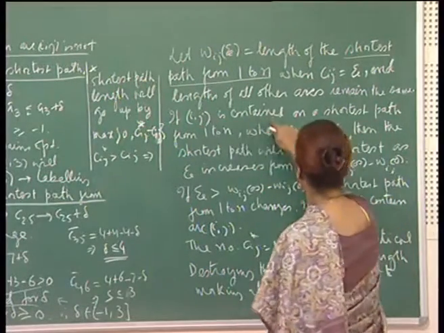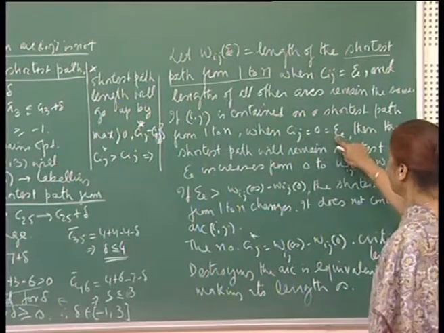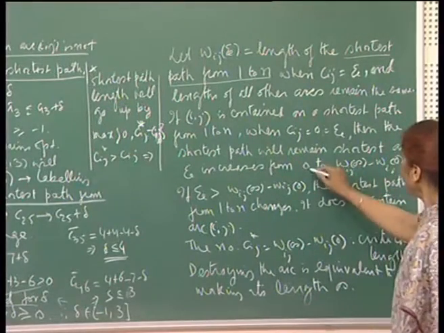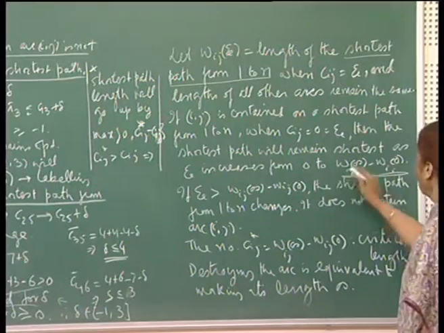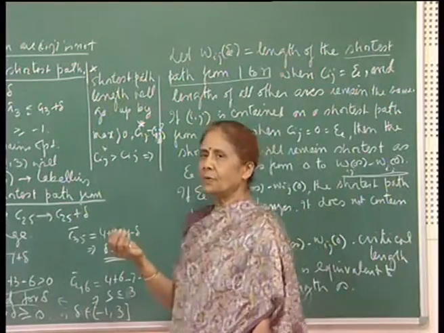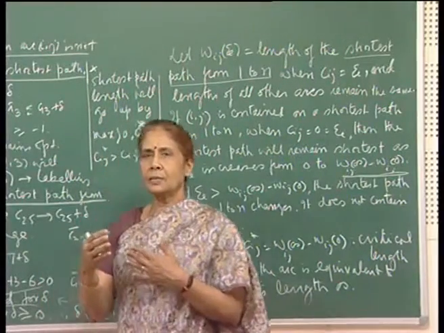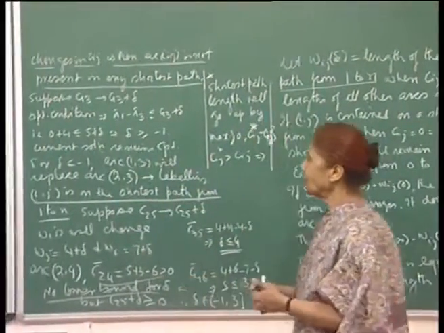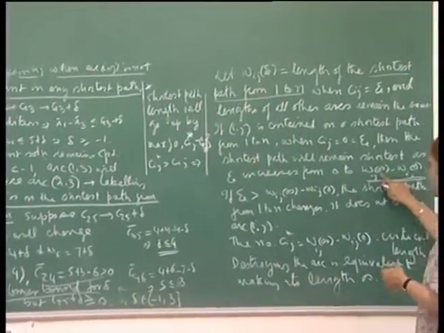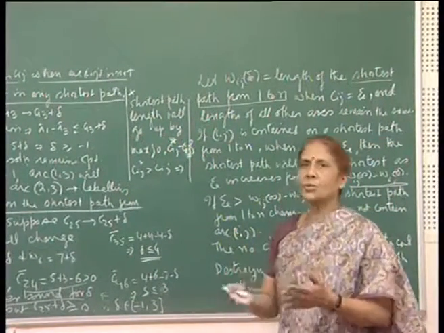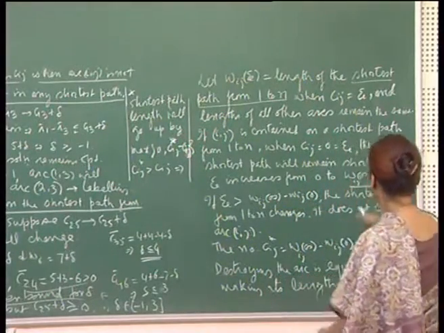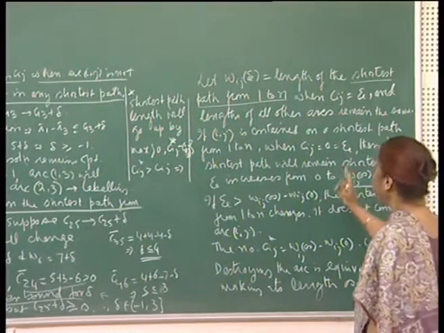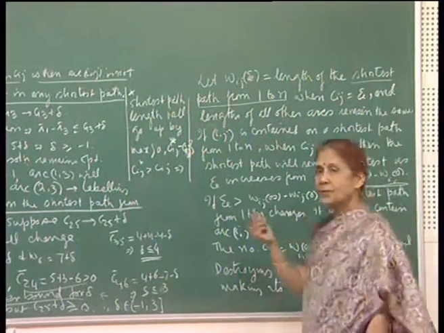Now, if ij is contained on a shortest path from 1 to n, when C_ij is 0, then the shortest path will remain shortest as psi increases and goes from 0 to this number. And remember, when we say that the length of an arc has become infinity, it implies that the arc is not there, because obviously you have finite length. So, shortest path length will be finite. So, any arc length going to infinity means that it is not part of the shortest path, either it is destroyed or it is not there. So, therefore, as long as the current path remains the shortest path from 1 to n, that means that ij is the arc figuring on that shortest path.